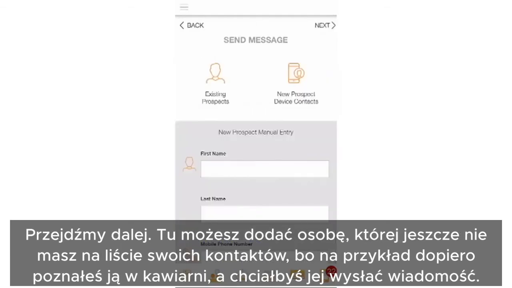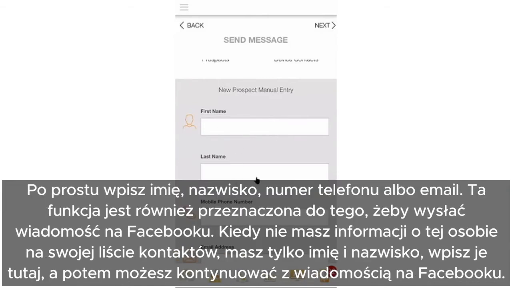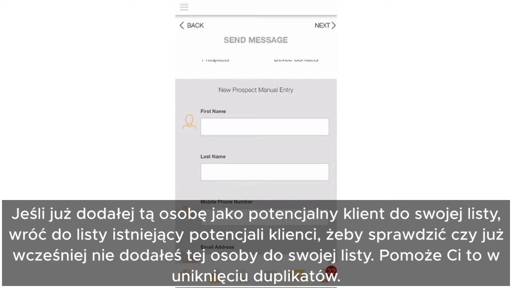This is where you grab the person or put the person that you want to send to. If you just met them and they're not in your address book and they're at Starbucks or something, put them in right here. Just type them in, first name, last name, and whether it's their mobile or email. This is also the place that if you want to share to Facebook Messenger and you don't have their information in your address book, because you may not, you just have their first and last name, put it here. Just type it in here, and then you can go forward with Facebook Messenger.